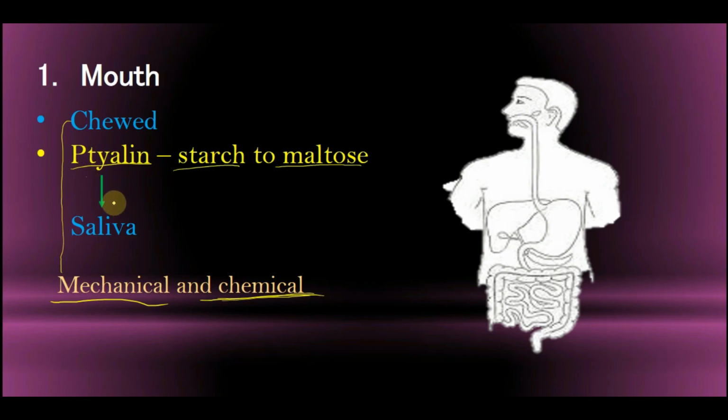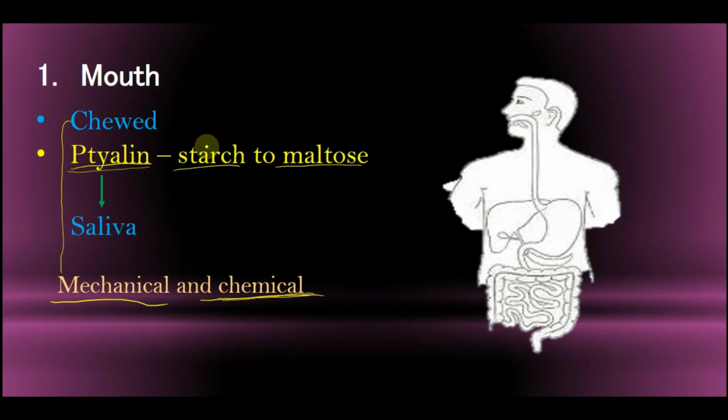So the mouth contains an enzyme in the saliva called ptyalin, and the function of this ptyalin is that it converts starch to maltose. This is very important. Then, after the food has been chewed, ptyalin has acted on the starch, converting it into maltose.